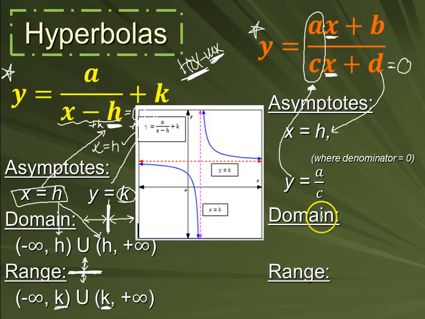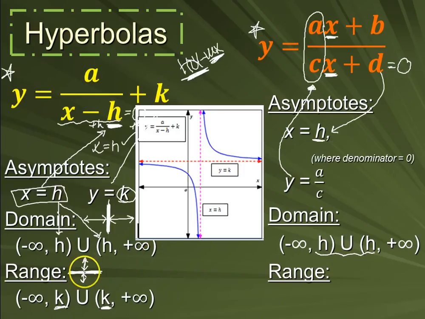Okay, domain is the same thing. What do we say over here? Domain is my x's, so it's going to be restricted by that vertical x. In this case, that vertical x again is h, so it's negative infinity to positive infinity, but we can't touch h. So that's what we're showing inside here.